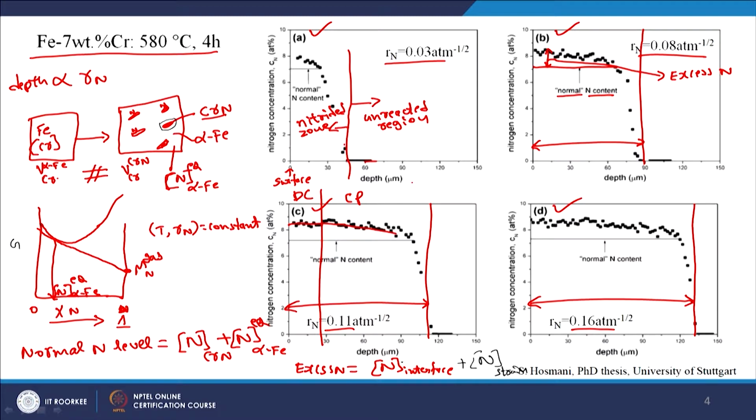Now, these two quantities can contribute as excess nitrogen, and this N interface depends on the volume fraction of nitrides and the size of the nitrides. That would decide the overall interfacial area, and that would also dictate the amount of nitrogen.